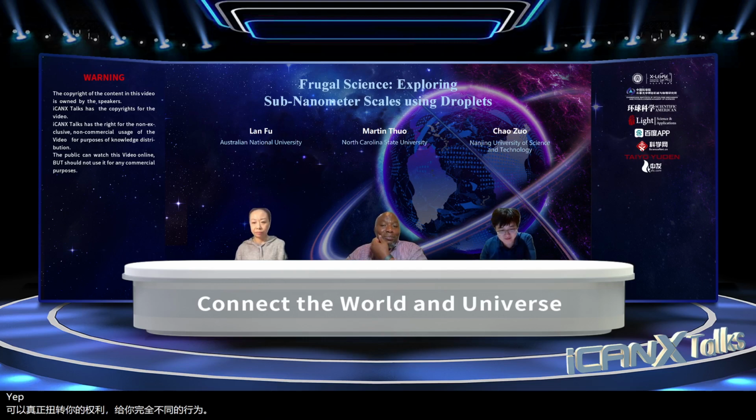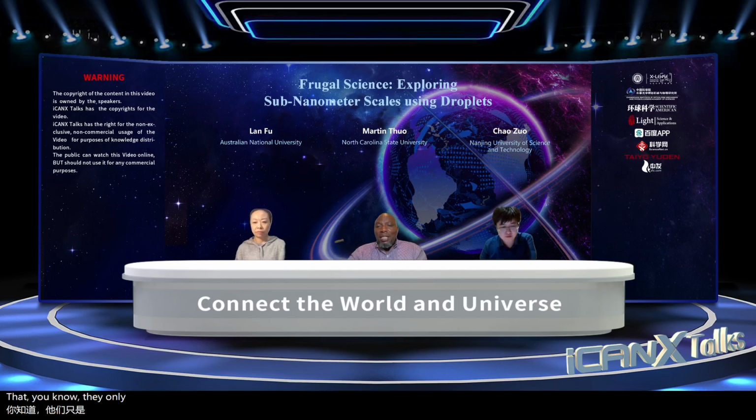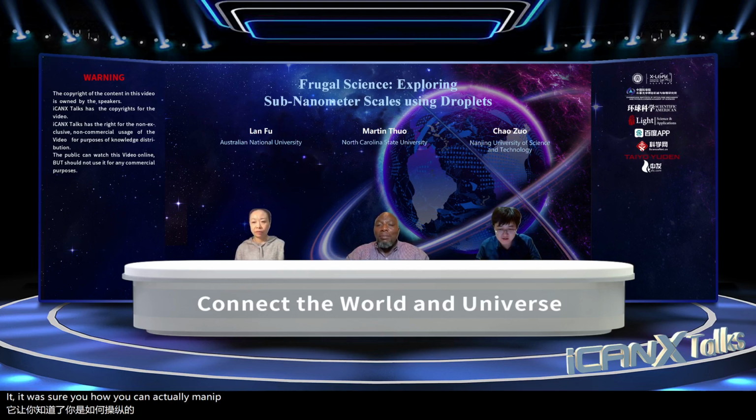And actually, I would recommend you look at the work of Nicholas Kotov at Michigan. He makes these chiral nanoparticles that only assemble in a certain direction. And then when you shine light into it, crazy stuff. Amazingly crazy. I love it. And I think it will answer your question, because it will show you how you can manipulate light by forcing molecules to assemble as a bundle with one oriented in one direction. Yeah. Thank you very much.